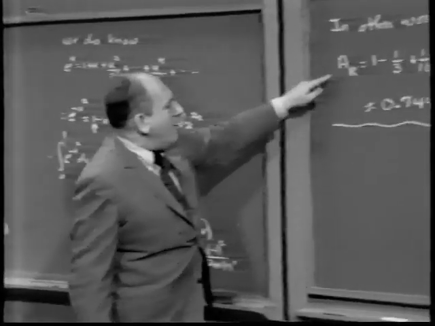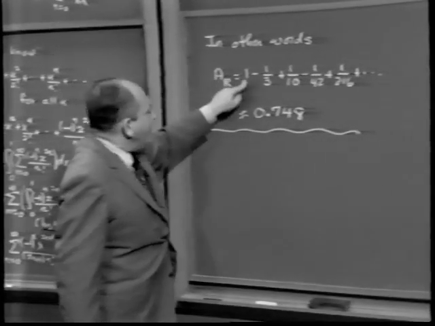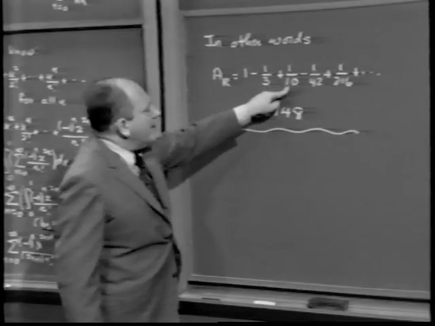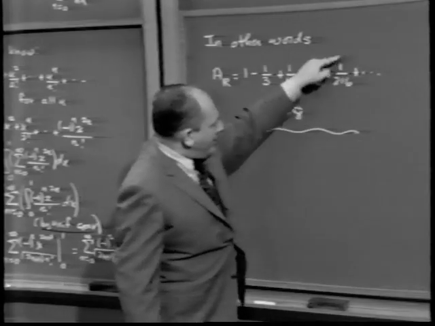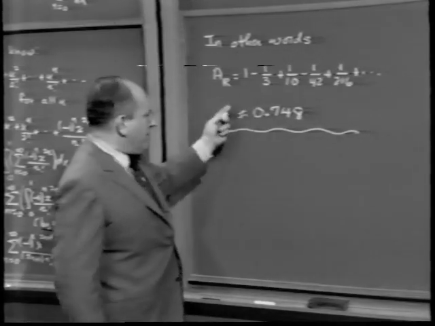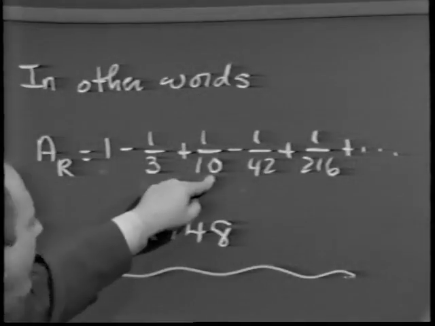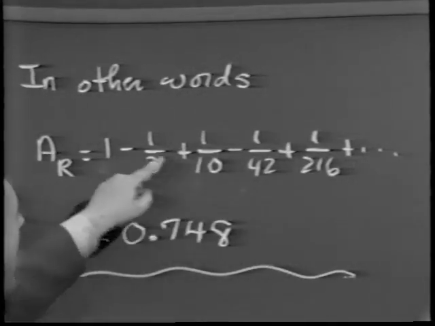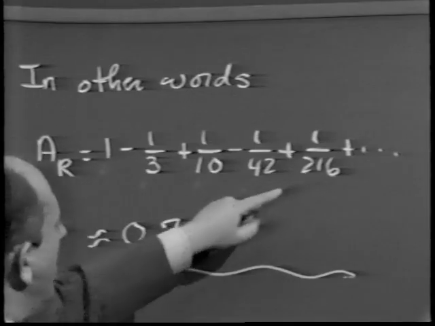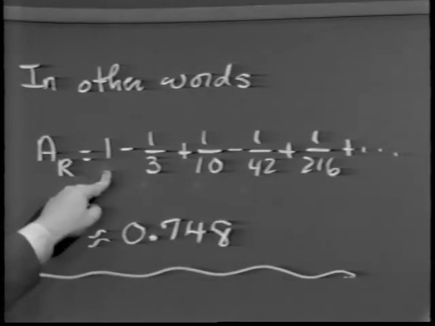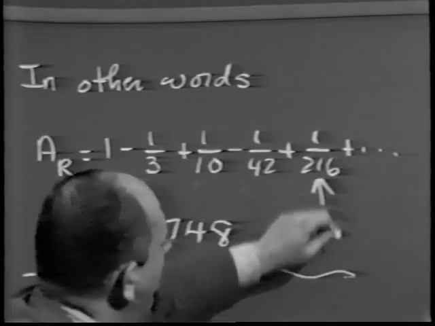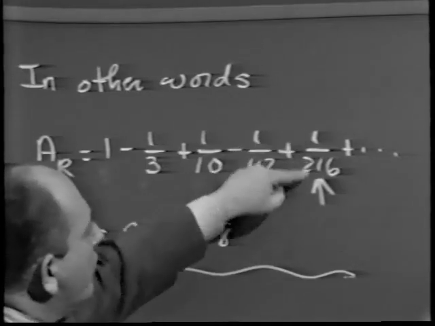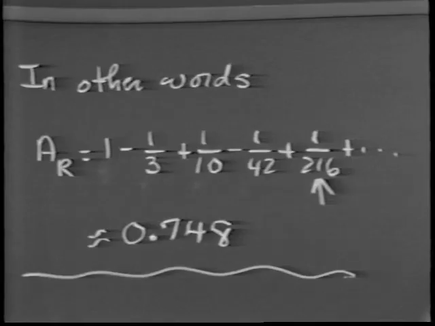In other words, what we now know is that a sub r is 1 minus a third plus a tenth minus 1/42, and if we keep on going this way, the next term is 1 over 216, which we can compute very easily. What is this, by the way? This is a convergent alternating series, and as you recall from our learning exercises and some of the material in our supplementary notes, not only does this thing converge, but in such a case, the error is never greater than the magnitude of the next term.